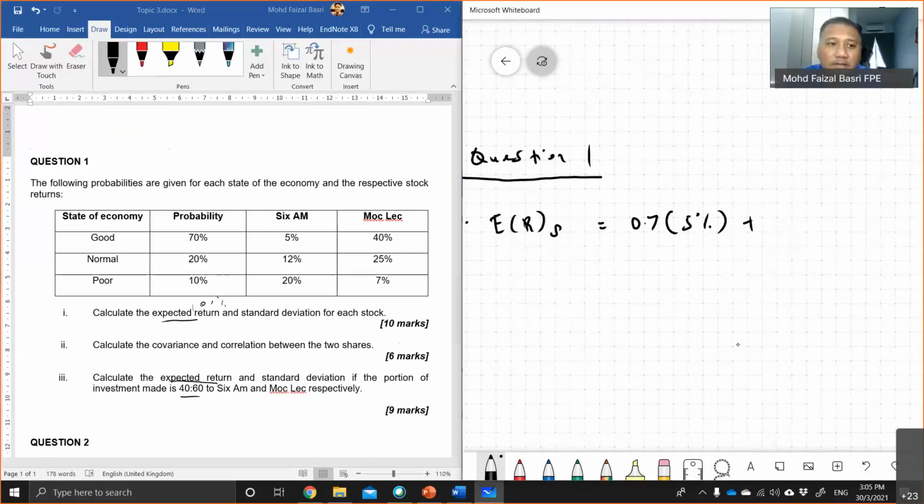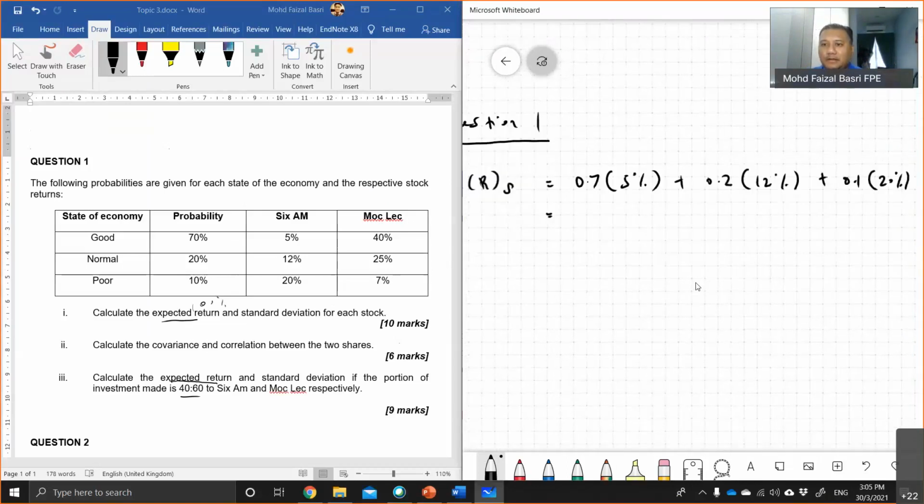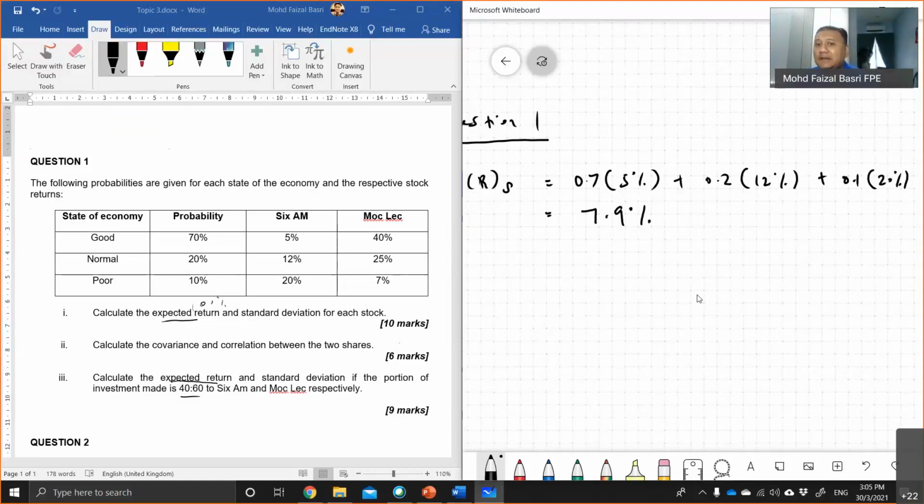Plus 20%, the second level, multiply with 12%, the second returns. And lastly, 10% with 20%. So grab your calculator. So it's 5 plus 2 times 12%, 0.1 times 20%. So we have 7.9%.